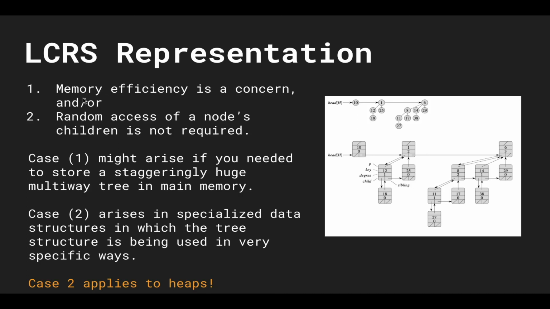So going back to the use cases of left child right sibling representation, the first case might arise if you need to store a huge multi-way tree in main memory.